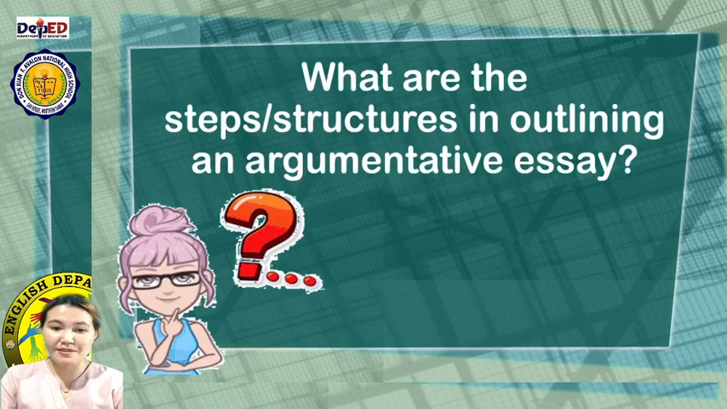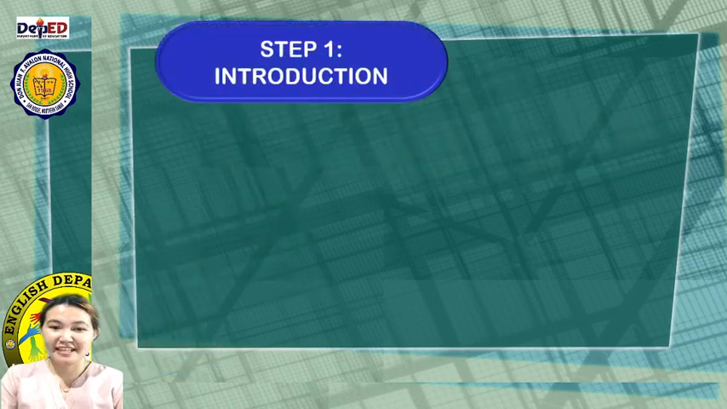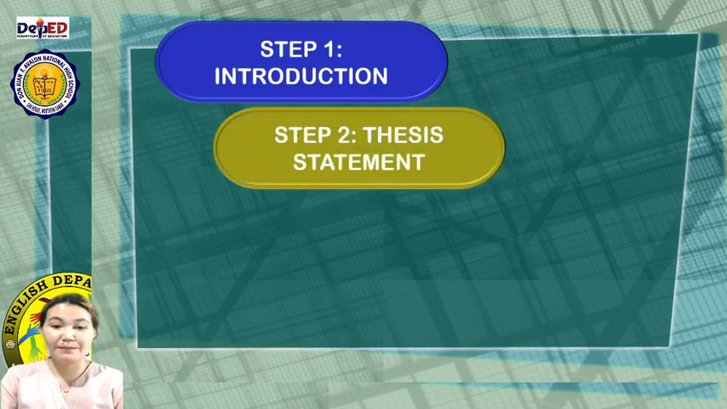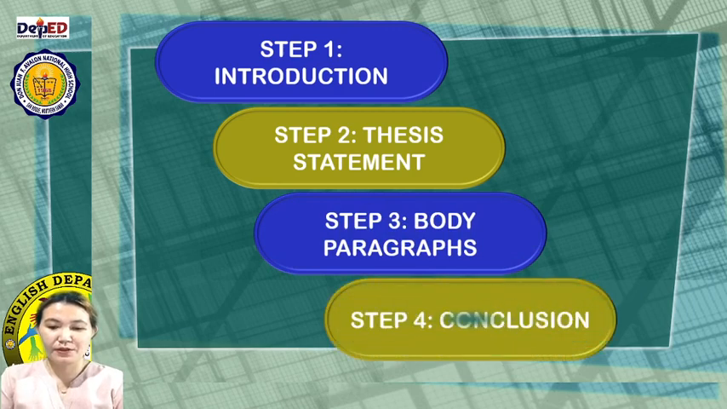What are the steps or the structures in outlining an argumentative essay? Step 1 is your introduction. Step 2 is the thesis statement. Step 3, the body paragraphs. 4, your conclusion.